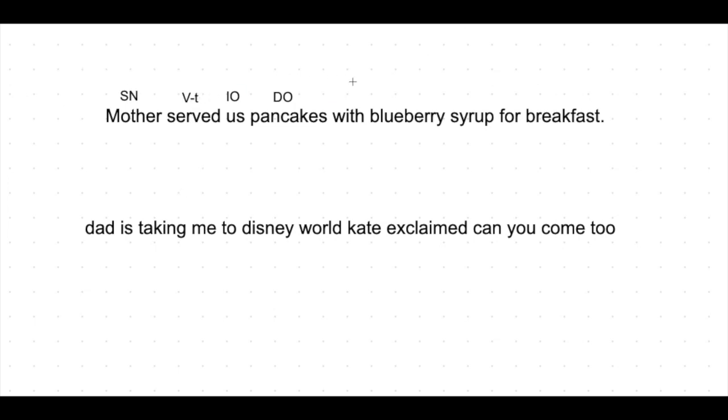With is always a preposition. With what? Syrup, object of the preposition. What kind of syrup? Blueberry. If we're answering what kind, we know that it's an adjective. For is always a preposition. For what? Breakfast, object of the preposition. Put parentheses around your prepositional phrases.